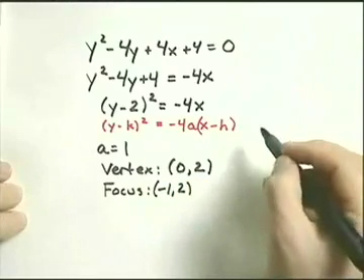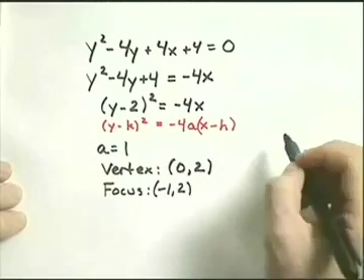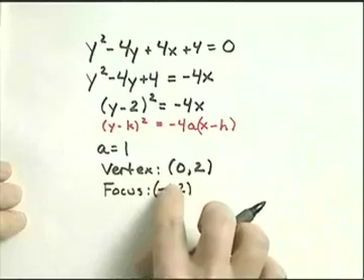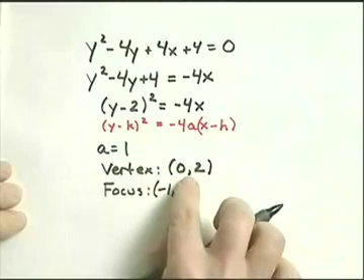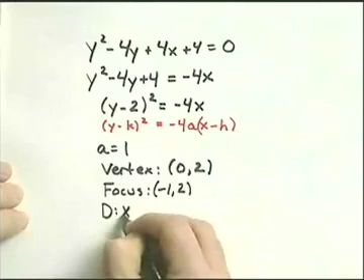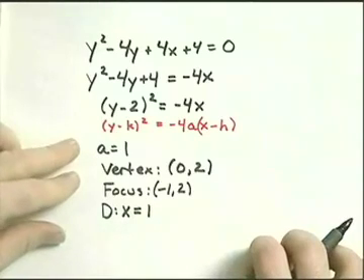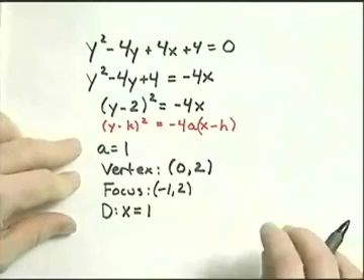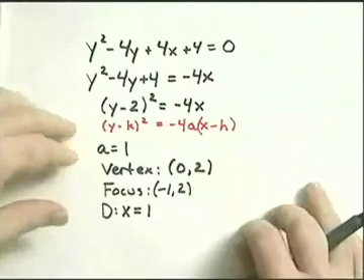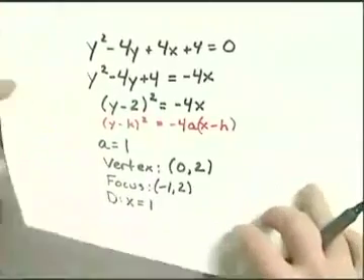Because the parabola opens to the left, the directrix is going to be a vertical line. It's a vertical line that's going to lie a equals 1 unit to the right of the vertex. For that reason, the directrix is the line x equals 1. Now what we're going to want to do is find some points that lie on the graph of the parabola so that we can determine the size of the opening.